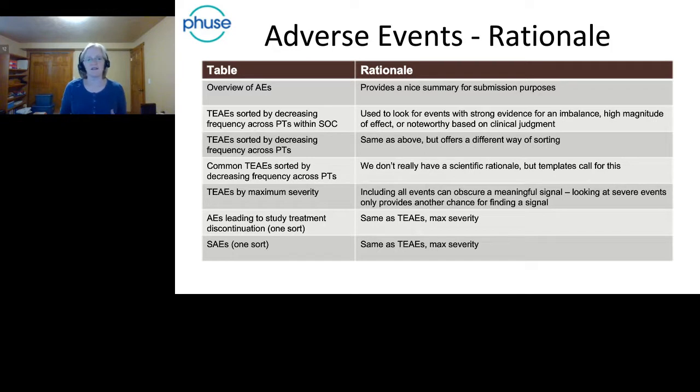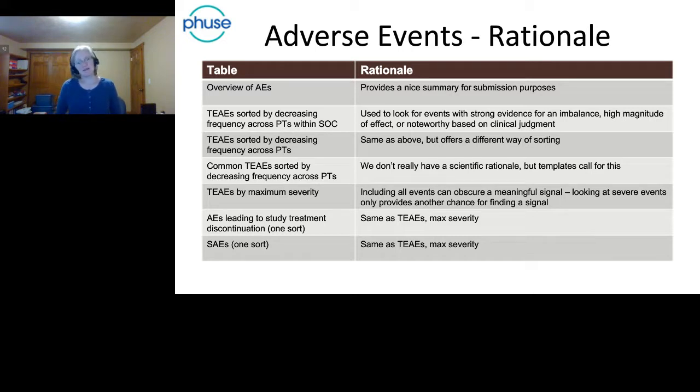So common events really don't have a purpose, but it is in our recommendations just because we are unable to change the templates at this time, right? The templates call for this. People are used to it. And maybe in the future, the templates will change and we don't need to focus on common events. But right now, it doesn't have much of a purpose, but it is expected per our normal template. So we do recommend that at least for now.